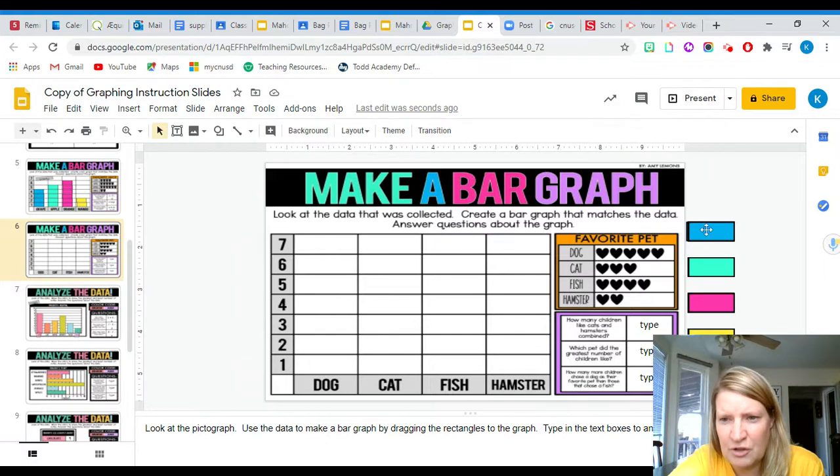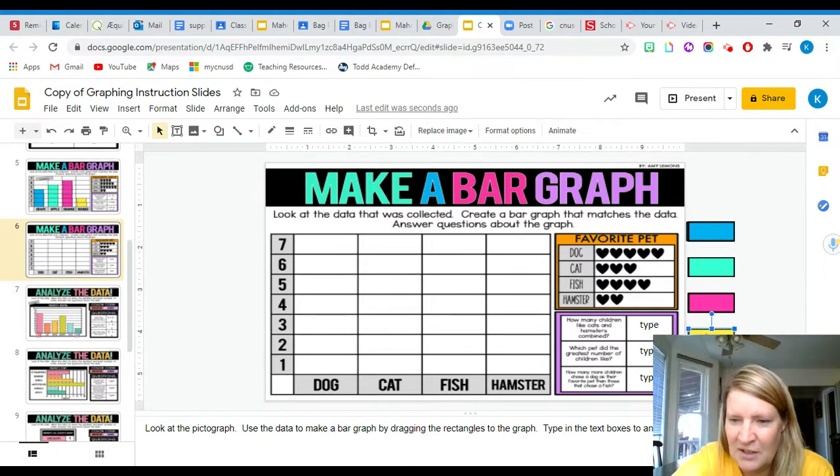You're going to drag these over to represent. I will do one of them for you. I'll pick hamster since that has the least. So I'm going to pull over 2. 1, 2 children like hamsters. And if you say, Mrs. Mahoney, how did you know that? How did you know 2 children picked hamsters? Well, I looked right here again at the data table and I found the word hamster. And there was 2 hearts telling me 2 people love hamsters.